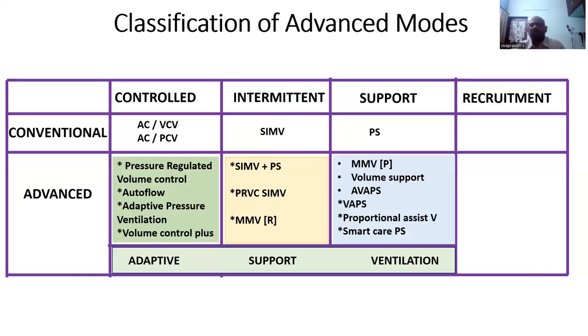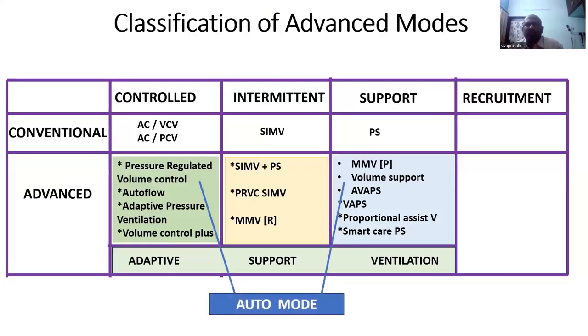We have a lot of modes in the support category, and one mode which is using binary, that is, it uses pressure control ventilation when the patient is totally not having any ventilatory effort, and it will switch over to volume support if the patient has adequate efforts. That is called an auto mode. You should note the difference between auto flow and auto mode. Auto mode is a binary of PRVC and volume support, whereas auto flow is another synonym for PRVC alone.